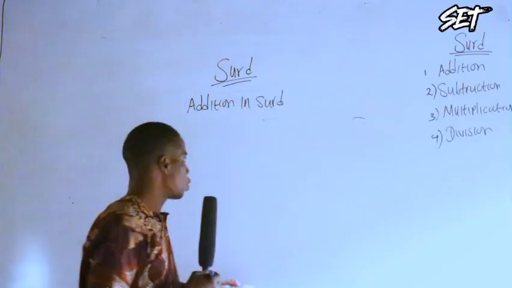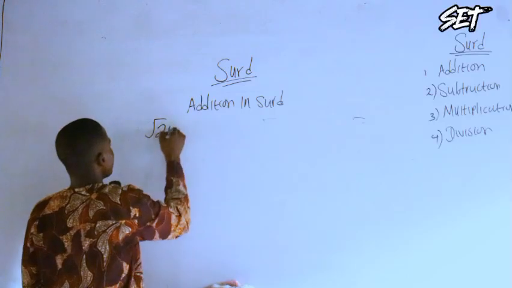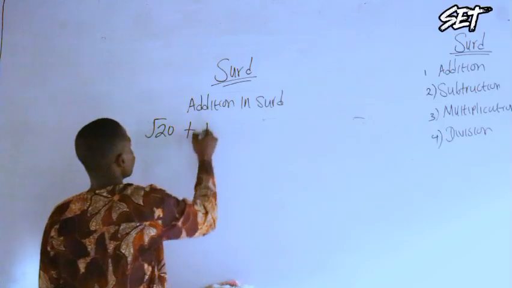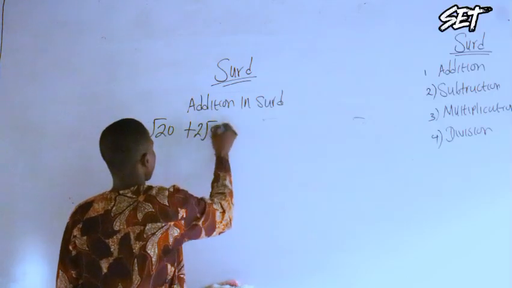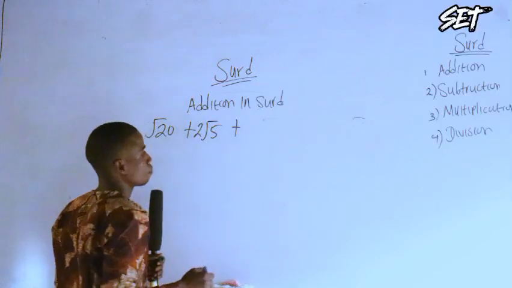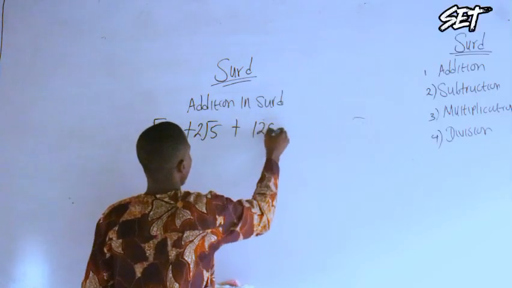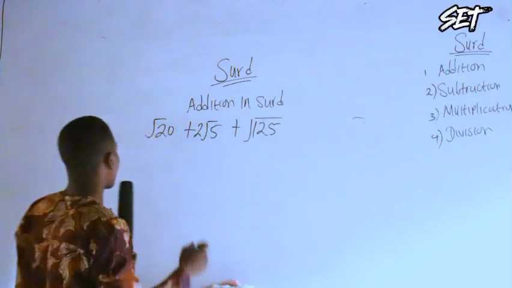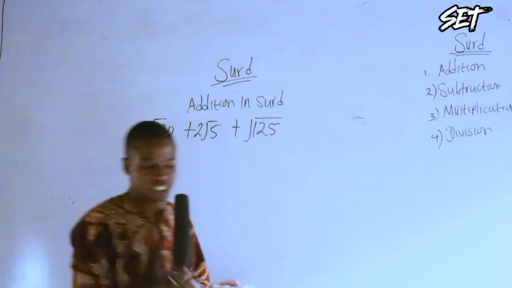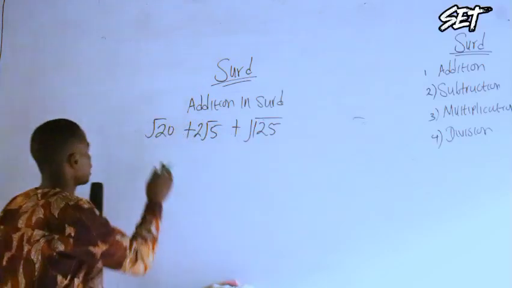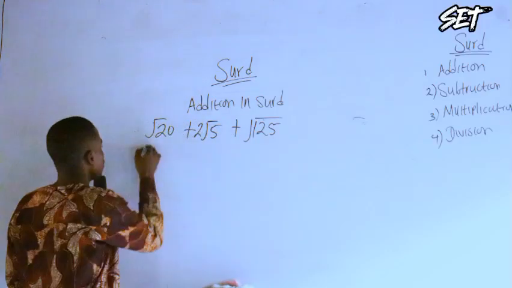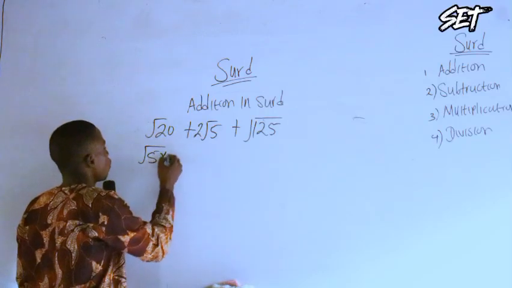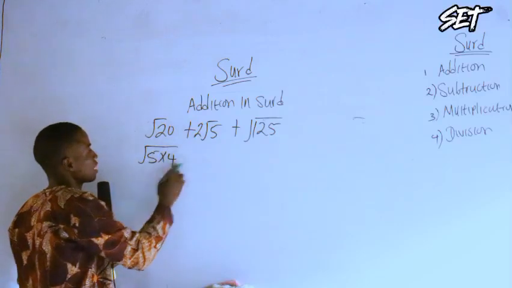Now, addition. When we have root 20 plus 2 root 5 plus root 125, they say you should add this together. Now, you can split it. What is the rational number and non-rational number? Root 20 can give you 5 times 4. You can split it as well.